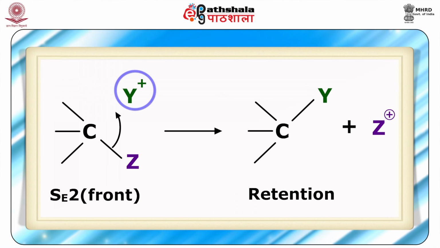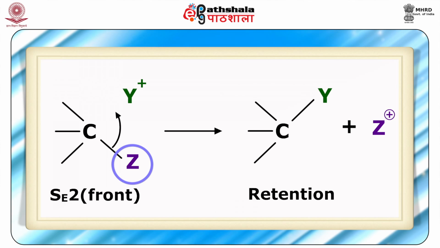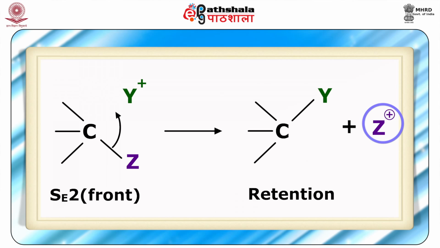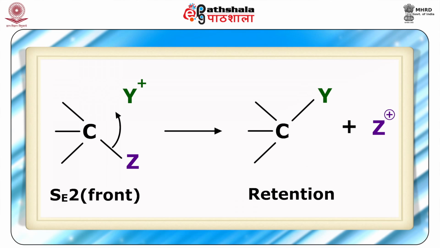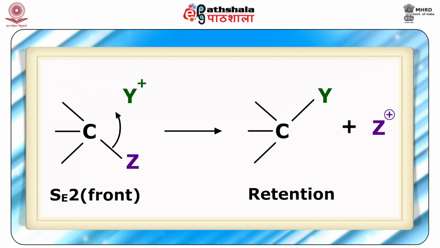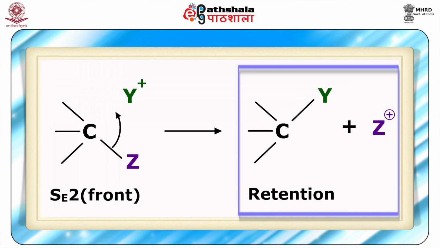As you can see here, shown is the SE2 front. Y plus is the electrophile, and these electrons will move to form the new bond between C and Y, and as a result Z goes out as the leaving group, as Z plus. You can notice the attack of Y plus is from the same side as the leaving group Z, and that is why there is retention in configuration.